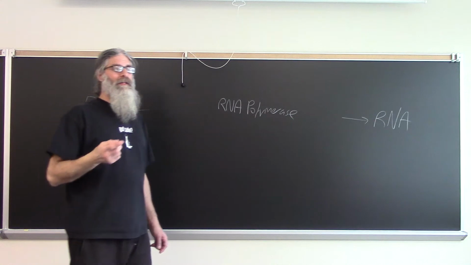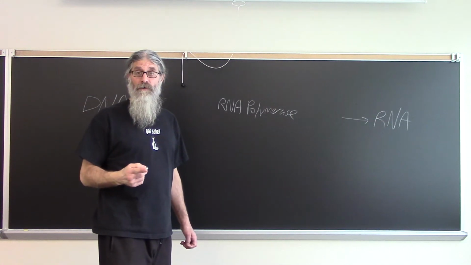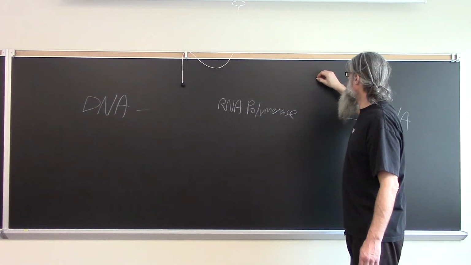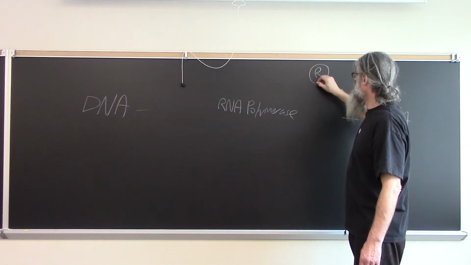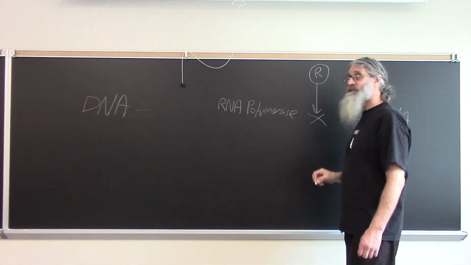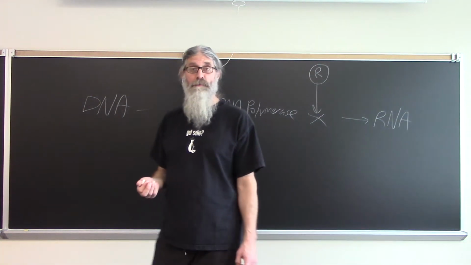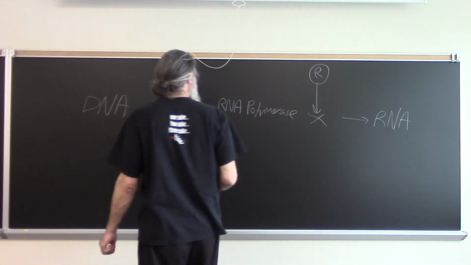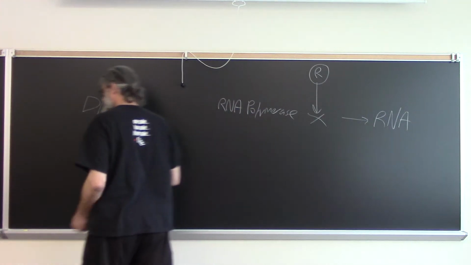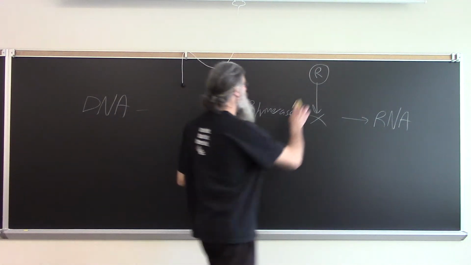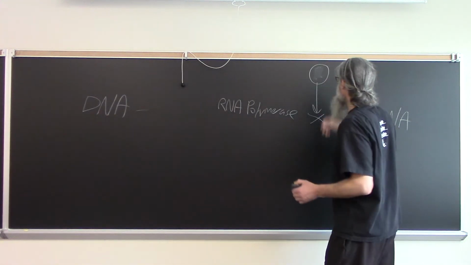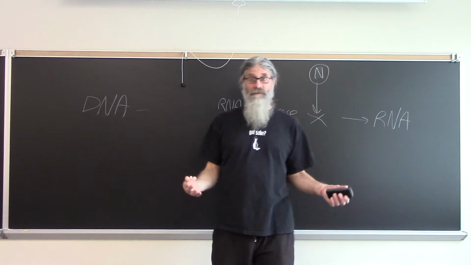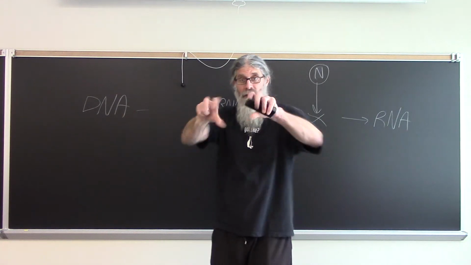Now, if we have negative control over RNA polymerase, then you have some factor, we'll call it R for regulation, which has the effect of blocking the RNA polymerase from making the RNA. On the other hand, if you have positive control, in fact, I'm going to come back over here, and instead of an R, I'm going to put an N, negative control. That's a factor. That's a protein that is able to bind to DNA, clamps onto DNA.